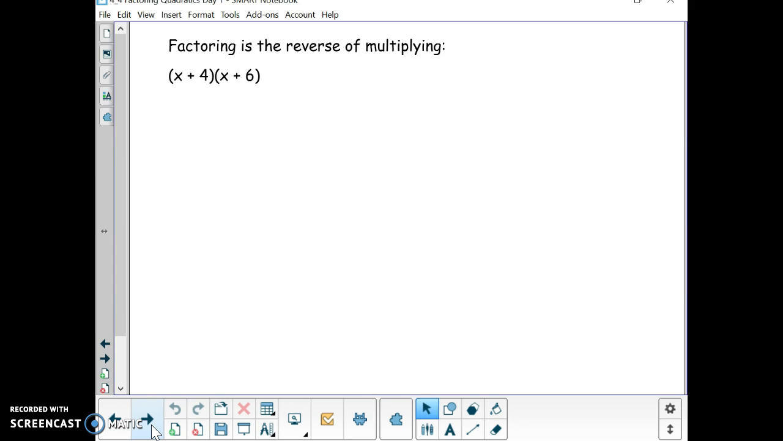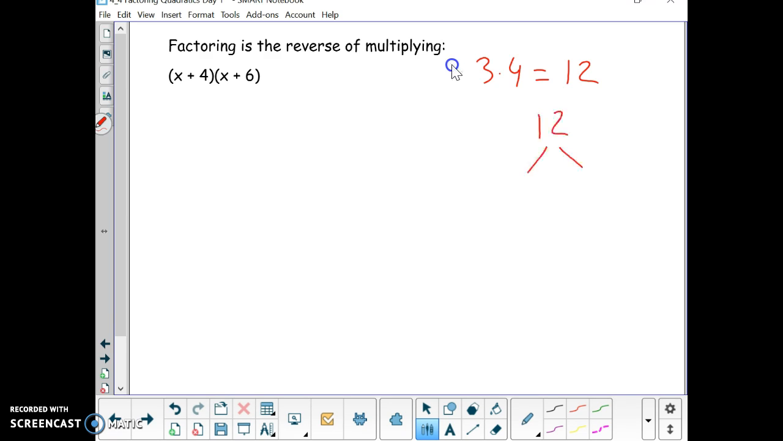Okay, so just a quick review. Factoring is basically the opposite of multiplying. So with regular numbers, it looks like this. If you took 3 times 4, you get 12, right? That's multiplying, and then factoring is just to go the other way. Maybe a long time ago you did these little factor trees. It just means you break the 12 apart into 3 times 4.